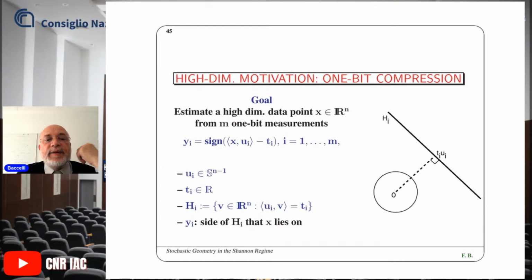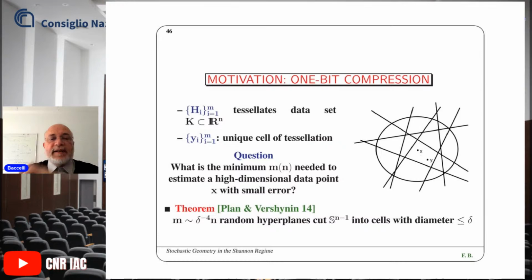Okay, we'll think about it. This was started by Plan and Vershynin back in 2014, who looked at the question on a compact set, typically the ball, asking how many planes you need in order to have a high-dimensional data point estimate with small error. They proved that as dimension n goes to infinity, for a very specific construction, you need a linear order, M of order delta to the minus 4 times n, random hyperplanes to cut the sphere S^(n-1) into cells of diameter smaller than delta.